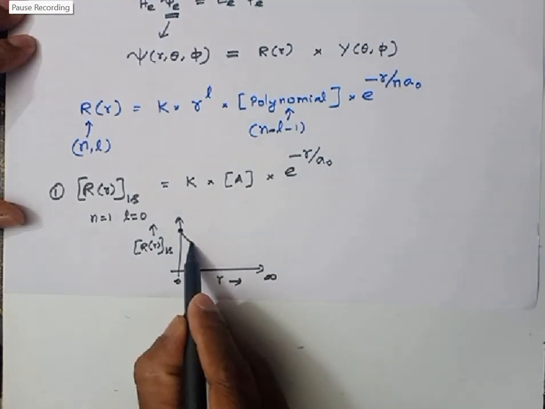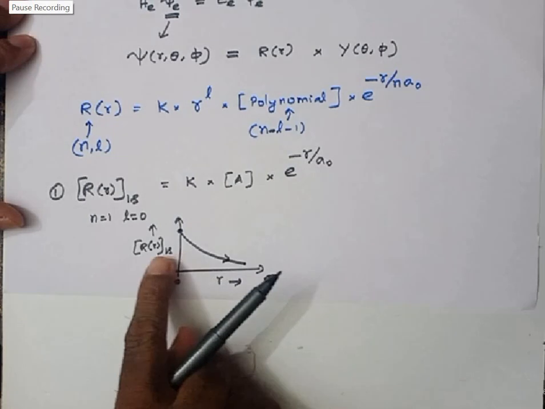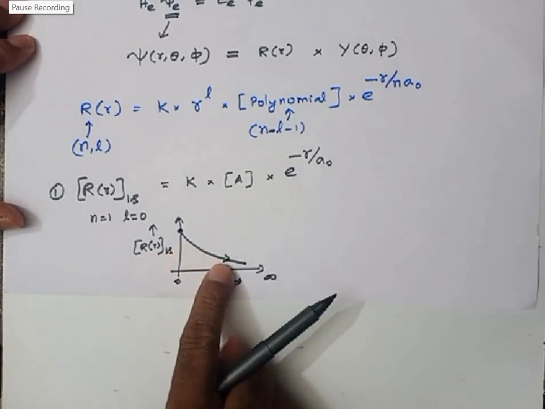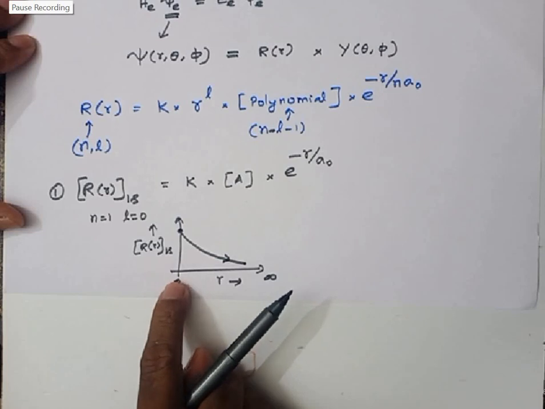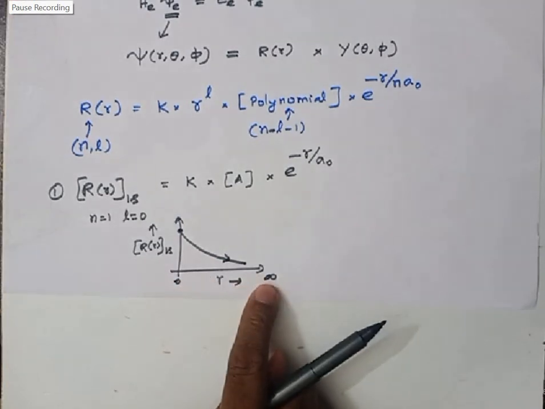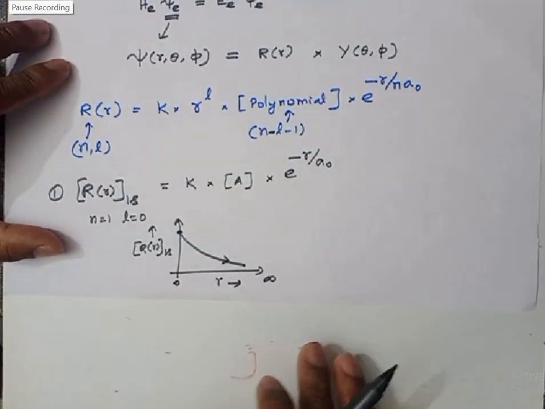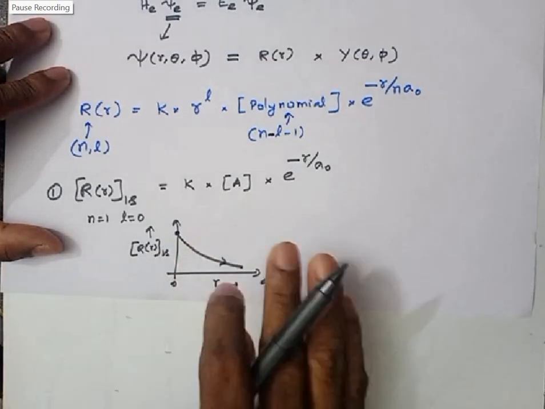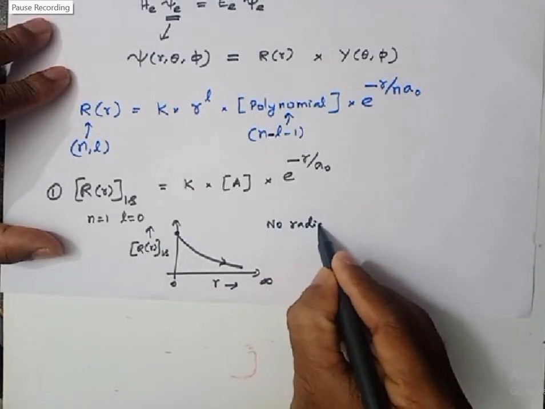So the function decreases exponentially, and the wave function never becomes 0 between r equal to 0 and r equal to infinity. The wave function never becomes 0 at any place. That means there is no radial node. There is no radial node.